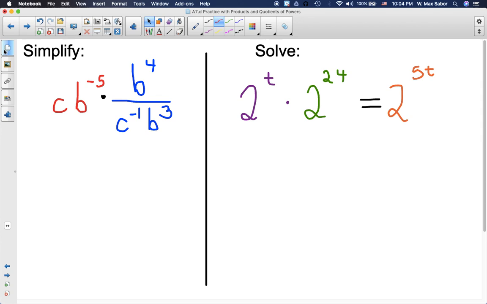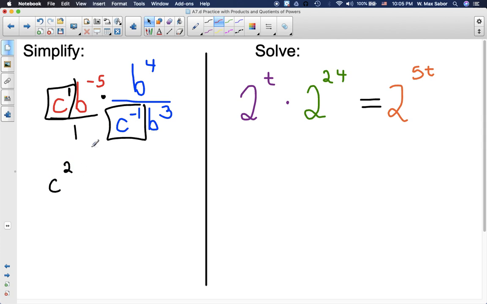I believe this is the last slide. c b to the negative 5th times b to the 4th over c to the negative 1st b cubed. Well, this is the same thing as writing this over 1. c is the same thing as c to the 1st. So now we can look at all the c's together. The c to the 1st and c to the negative 1st. We're subtracting them because one's in a numerator, one's in a denominator.